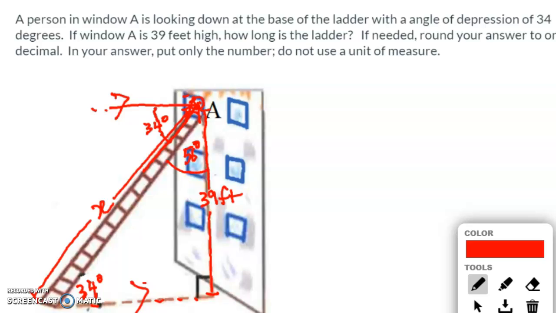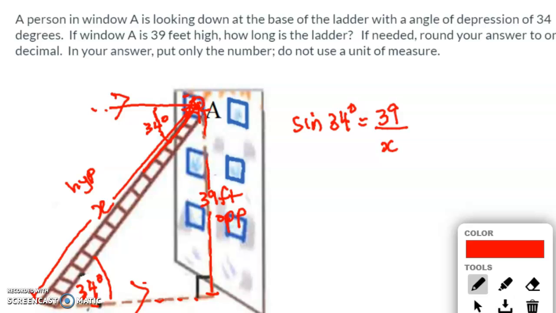Either would work. Let's just say we use the first measurement. Okay, so then we have 34 degrees here. We are looking for the hypotenuse and we know the opposite side, so we are going to call our sine function. Sine of 34 degrees is going to be opposite, which is 39, divided by x, which is the hypotenuse.